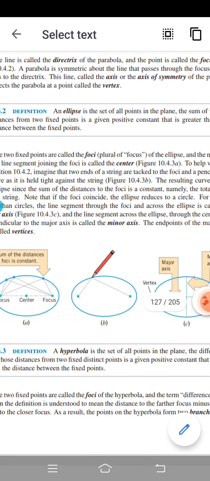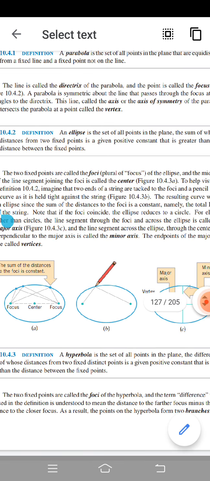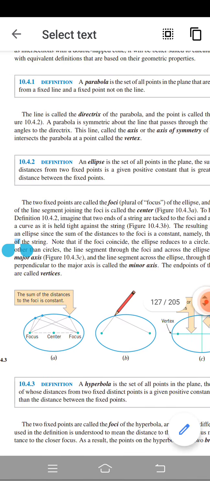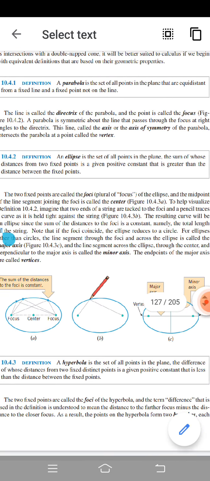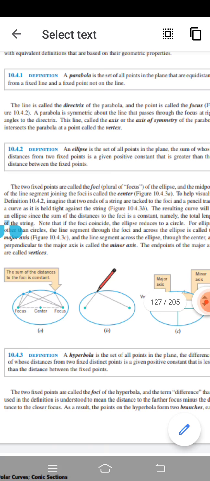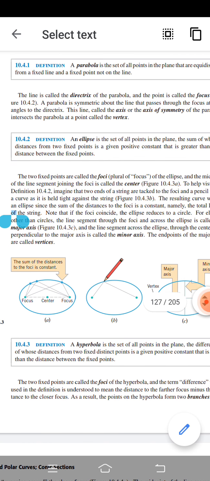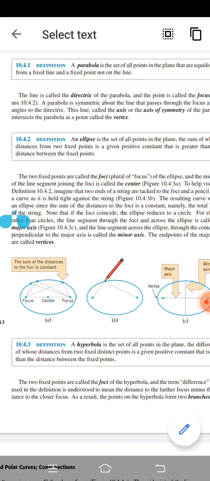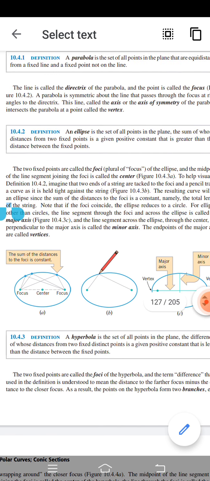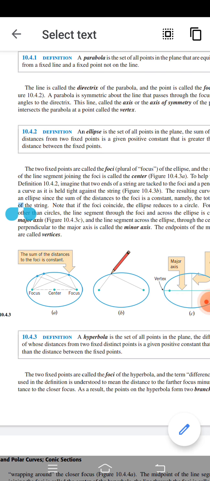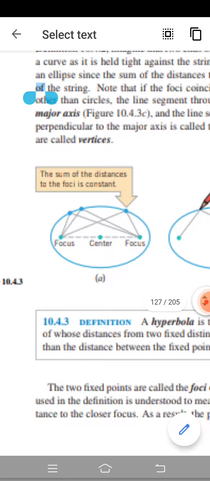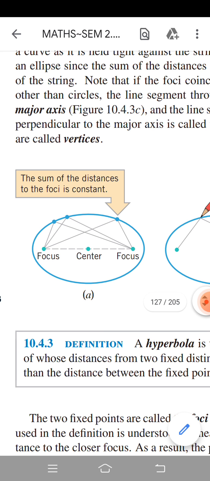Now the second point is, what is an ellipse? An ellipse is the set of all points in the plane, the sum of whose distances from two fixed points is a given positive constant that is greater than the distance between the fixed points. Look at this picture, so this picture makes it clear. In case of an ellipse there are two focuses, but in case of a parabola there is only one focus. So you have to remember it.